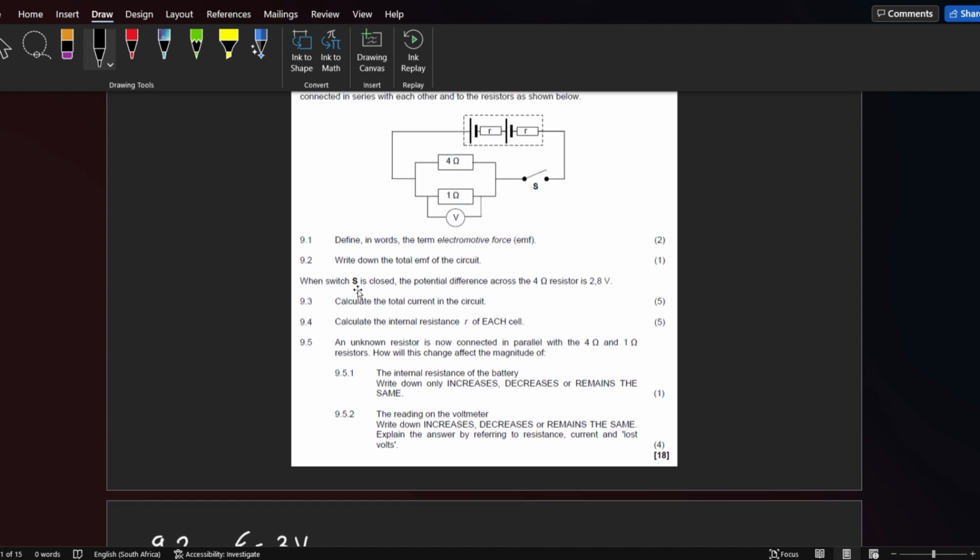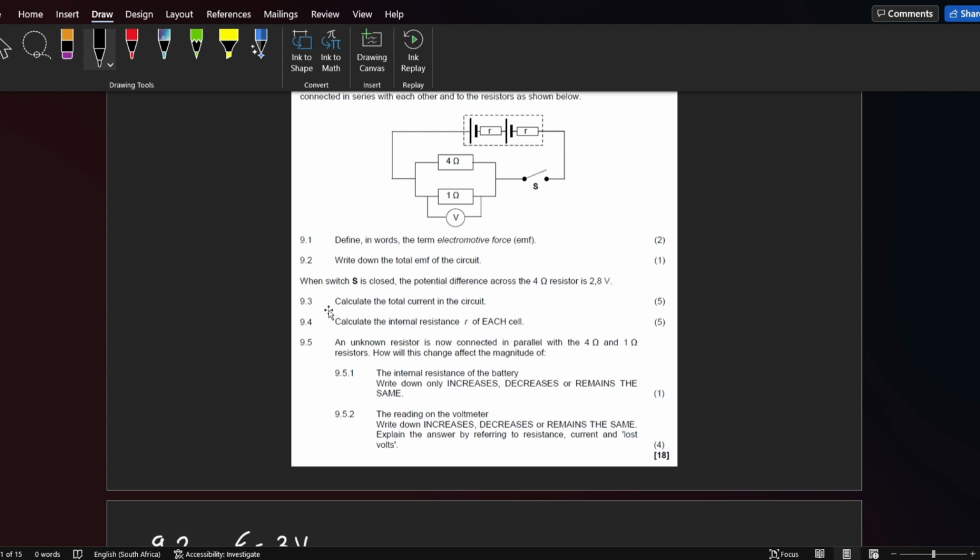They say when switch S is closed, the potential difference across the 4 ohm resistor is 2.8 volts. But now we see that the voltmeter here is across the 1 ohm. But as a matter of fact, that doesn't matter because these two are connected in parallel and the voltage across two resistors in parallel is the same. So 2.8 volts goes to this resistor, 2.8 volts goes to that resistor, and if we have to calculate the effective resistance of that connection, the effective resistance will still receive 2.8 volts.